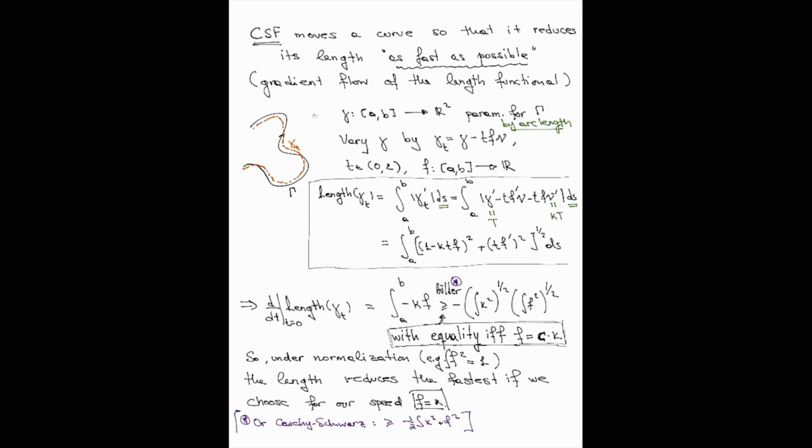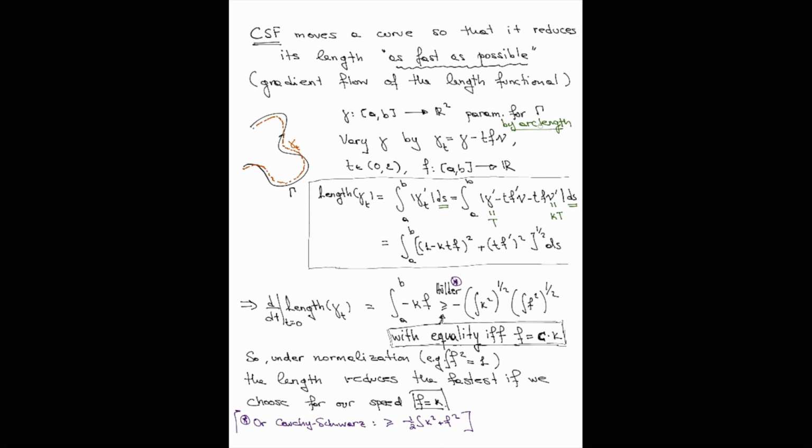So let's see this. Again, let's just take a curve. Now let's parameterize by arc length. We usually do this to make the computations easier. So my curve gamma goes from an interval [A, B] to R^2, parameterized by arc length.